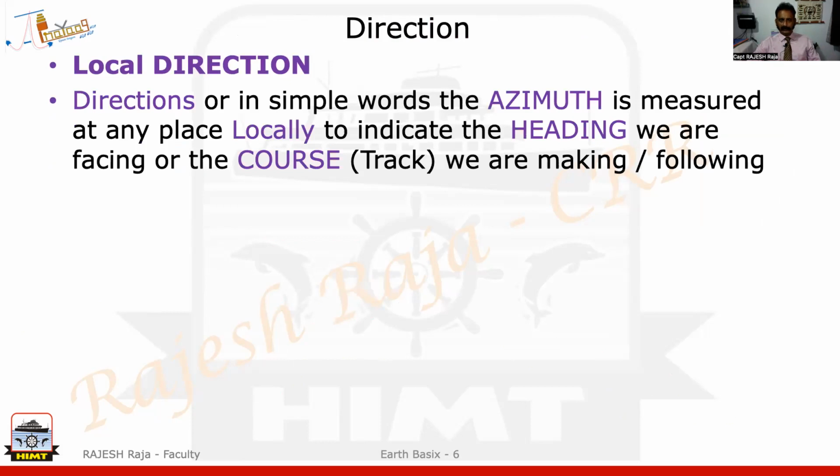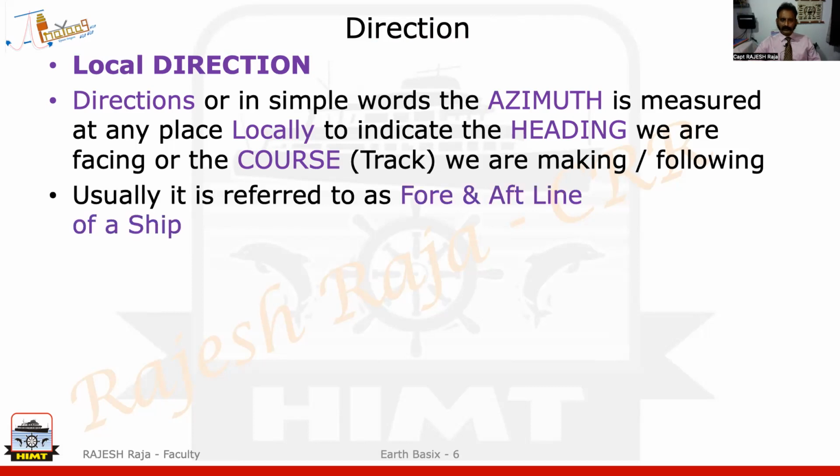Direction, in other words, can be related to azimuth also. Azimuth is something you measure horizontally around you, which is local. And the direction shows you your heading, or the course you are following. Heading is something which can be static also, but course is something when we are moving, or the track. It usually refers to the fore and aft line of the ship. It's very important: the fore and aft line of the ship.